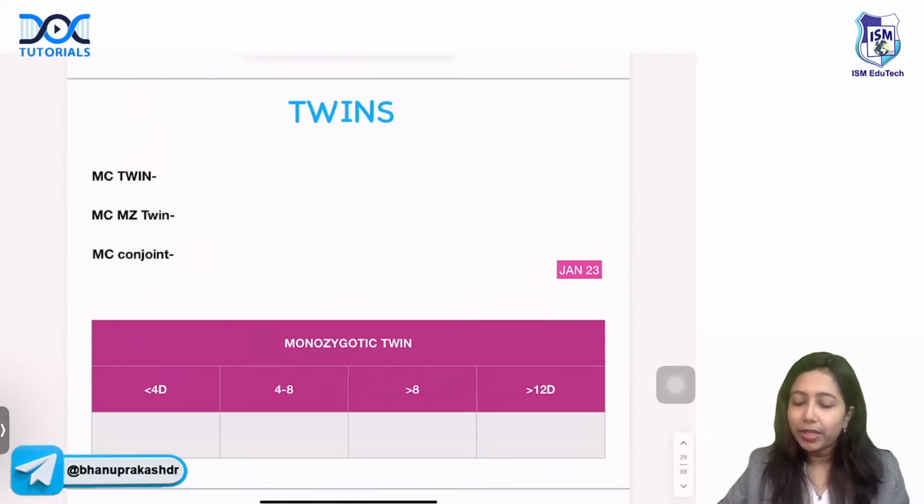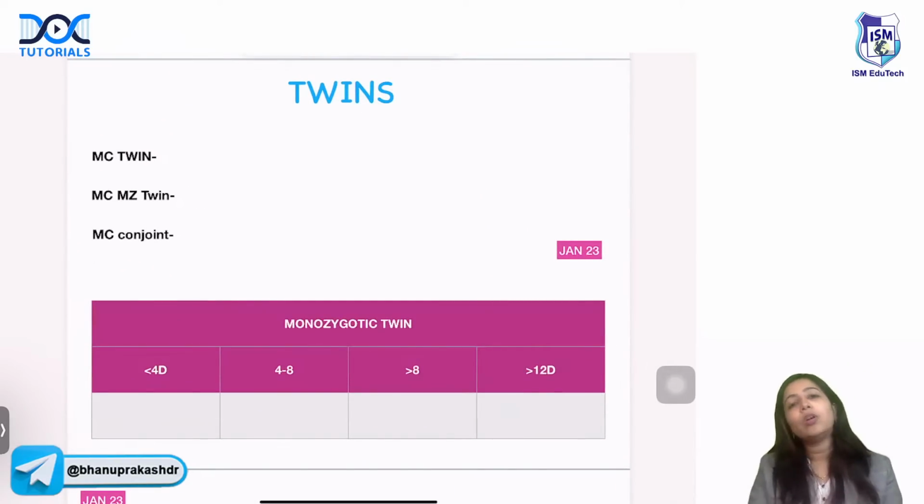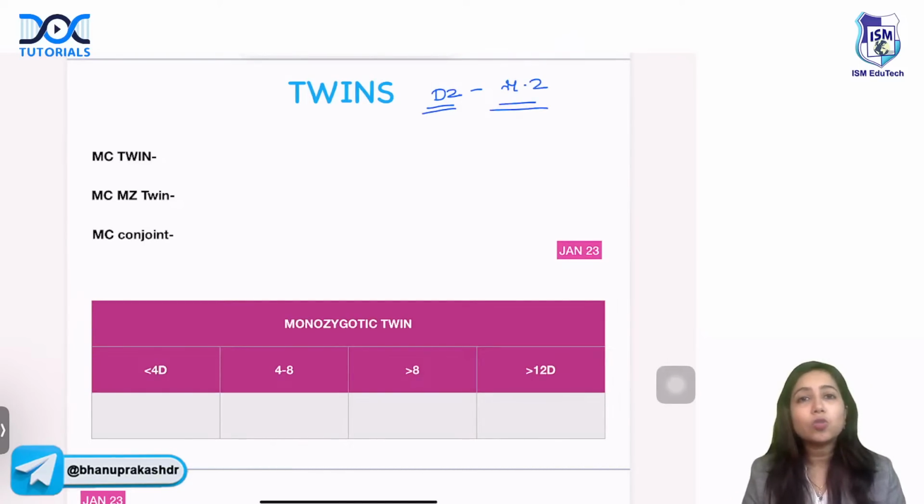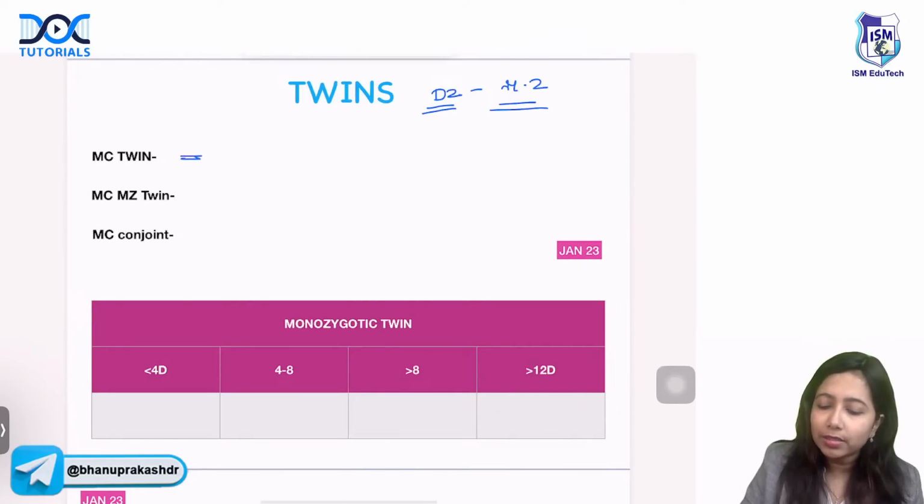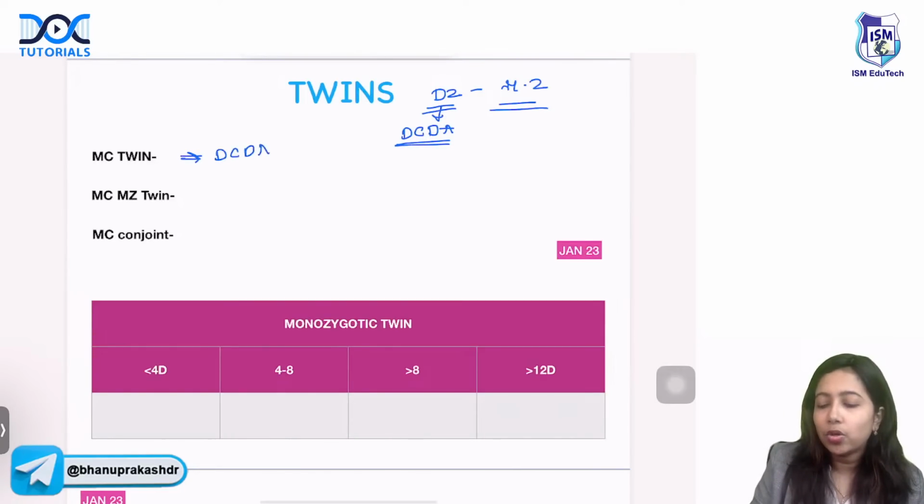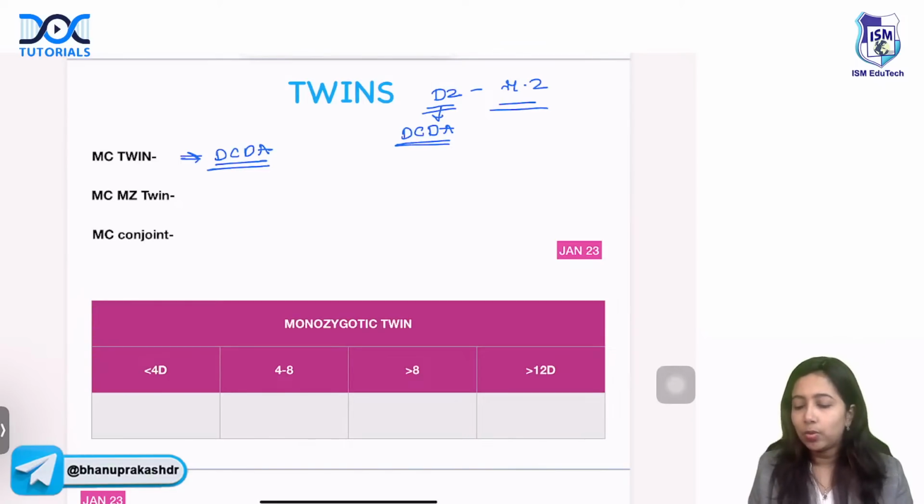Now coming to twin pregnancy. The twins can be dizygotic twins and monozygotic twins. Among the various twins, the most common is actually the dizygotic twins, and the dizygotic twins lead to dichorionic diamniotic twins. That is why the most common twin overall is dichorionic diamniotic twins.